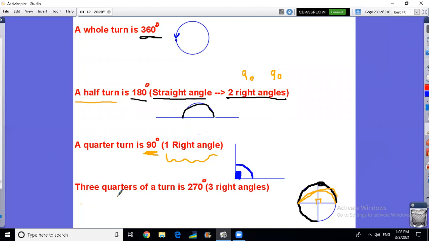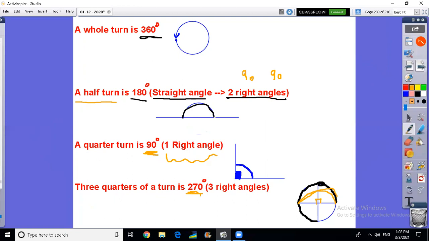Now, if they say 3/4 of a turn, oh, that's 3 times 90, because 1/4 is 90. 2/4 is half a turn, 180. 3/4 is 3 times 90, which is 270 degrees. You just need to study this, guys. Please pause the video, study this, and then come back to continue.